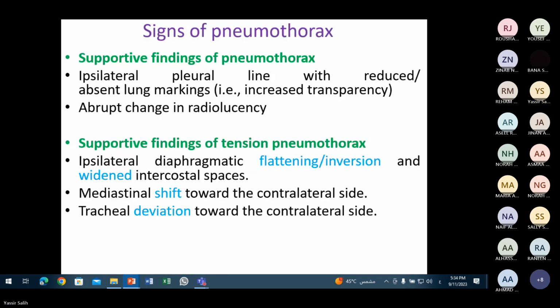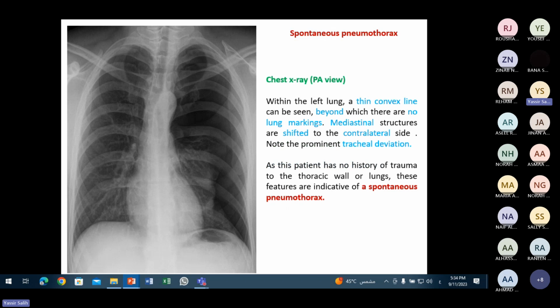But if it is a tension pneumothorax, there are certain signs by which we know the patient has tension pneumothorax, characterized on imaging by flattening and inversion of the diaphragm. We said it looks like this. But if there is tension pneumothorax, you find the diaphragm straight, or compressed, pushed downward. And also the heart and mediastinum sometimes push to the other side.